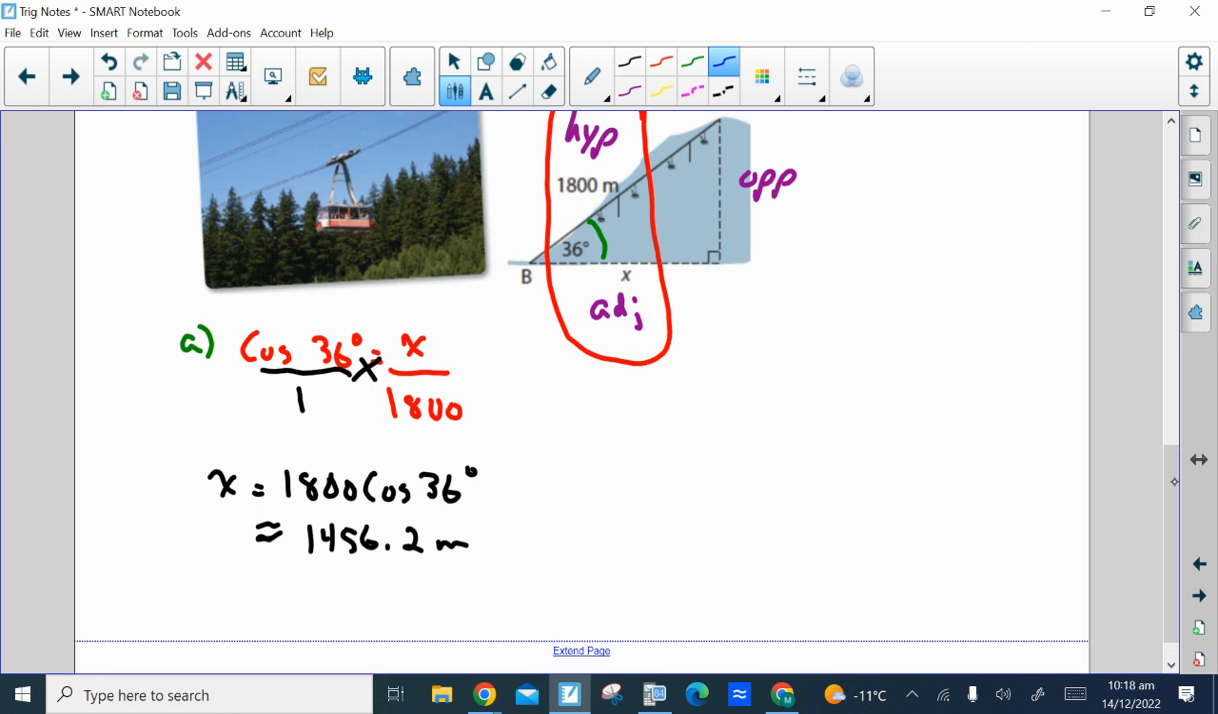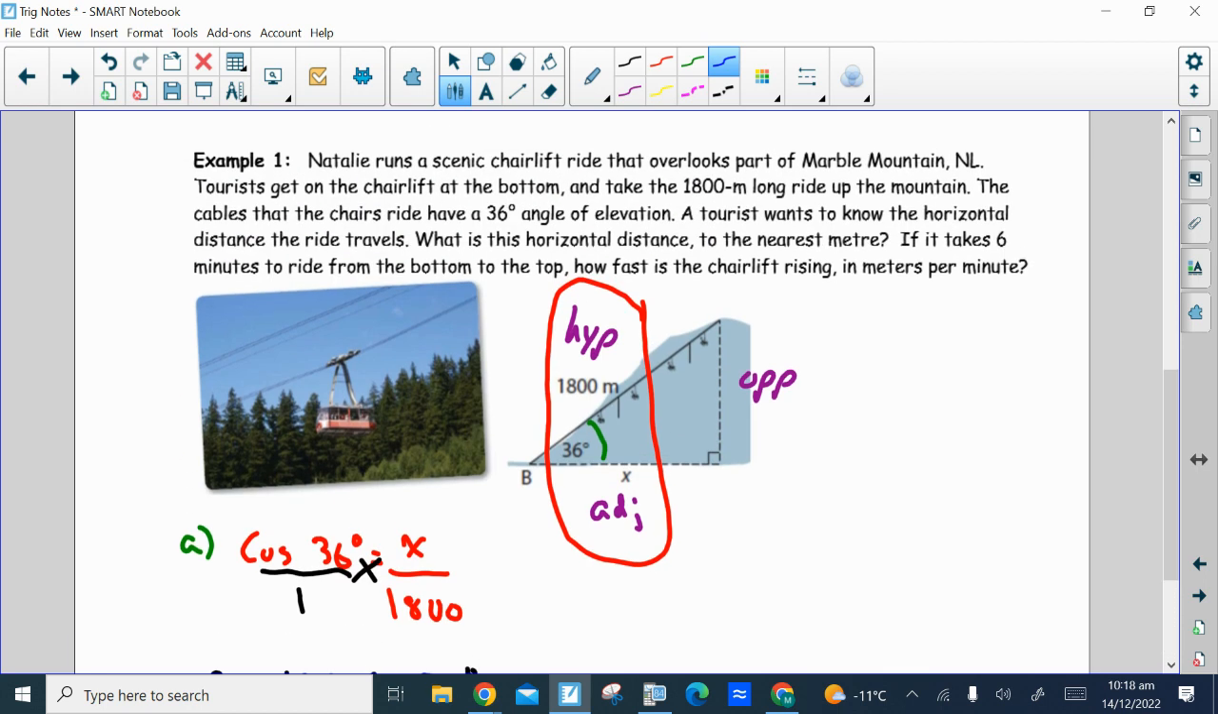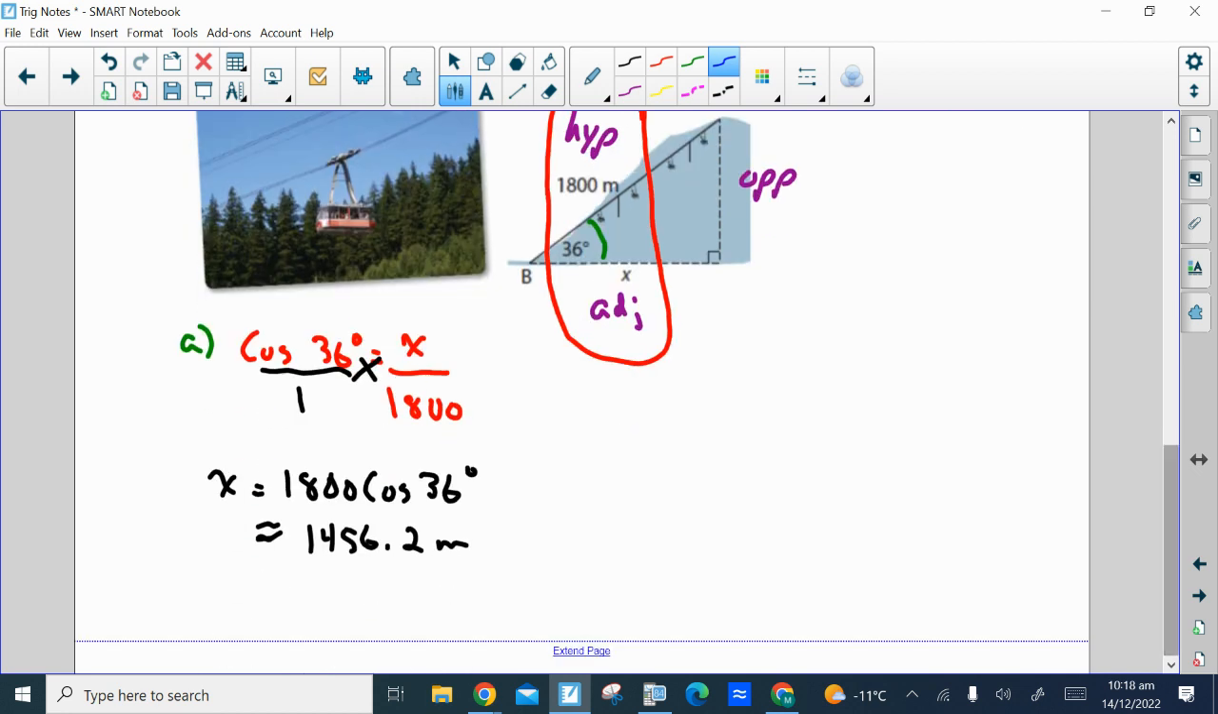That's part A, the first thing we're asked to find. The horizontal distance to the nearest meter, I guess. So then we would round that to the nearest meter. It would be 1456 to the nearest meter.